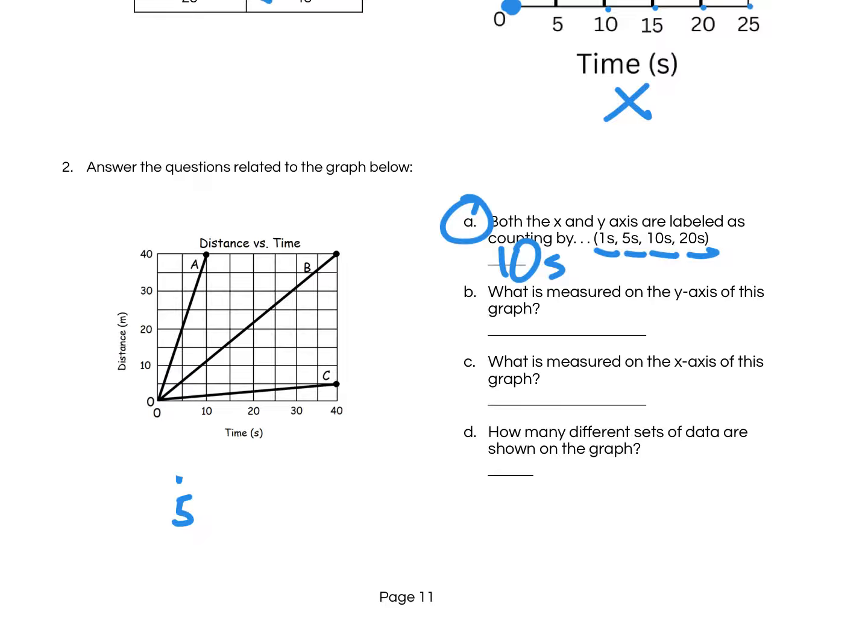Okay, next, B. What is measured on the x-axis of this graph? So this means that you have to remember that this is the x-axis and this is the y-axis. And you can see what's measured on both of them. Okay, so that's going to come up next. And so I want you to fill that in yourself.